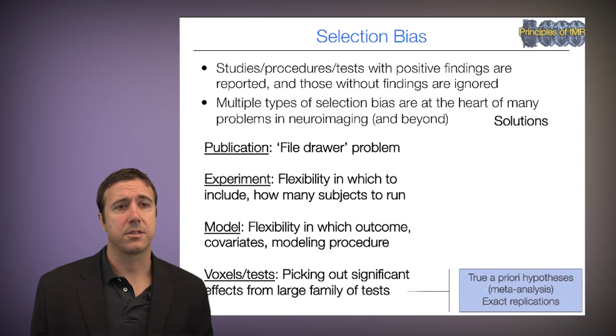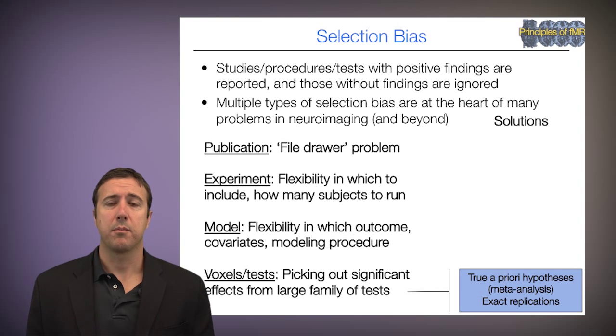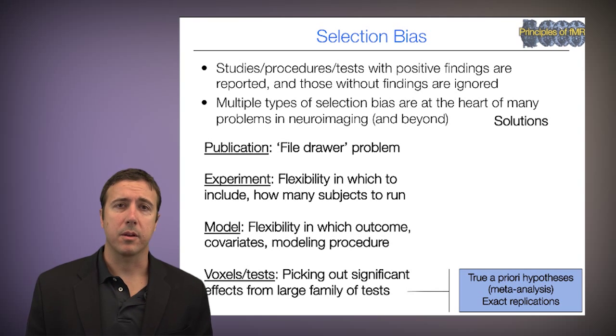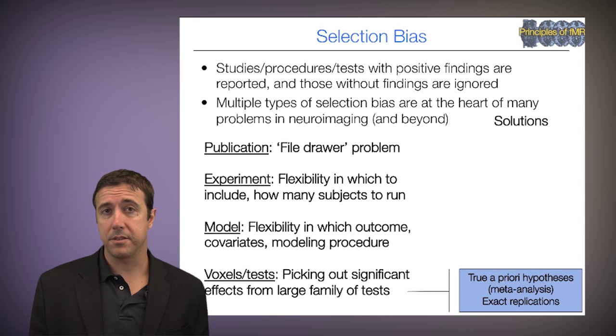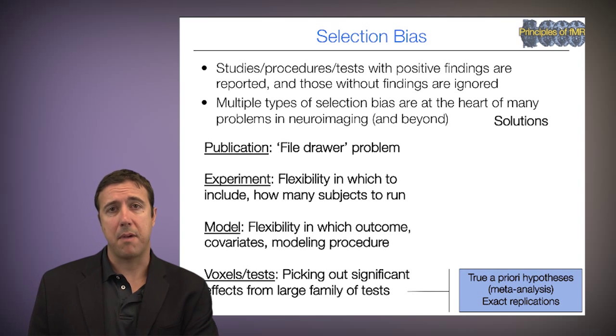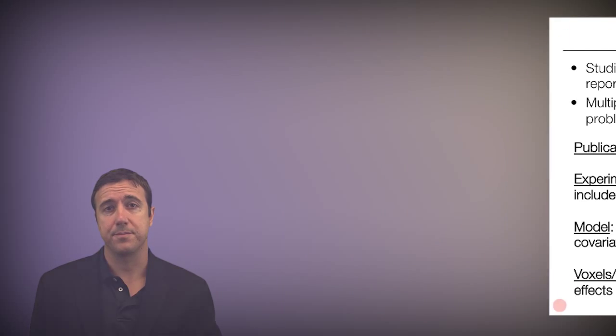And finally, the voxel selection bias problem can be ameliorated by true a priori hypotheses that can be derived from meta-analyses of literature, for example, and attempts to do exact replication and the sharing of maps and findings in electronic form so they can be tested precisely across laboratories.